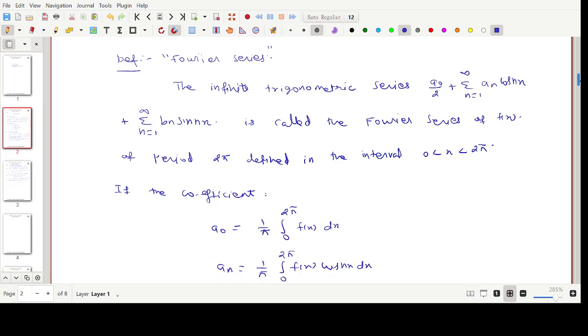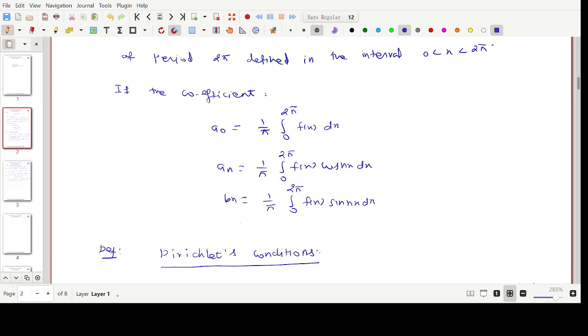So how do we find these coefficient values? By these integral formulas: the constant term a naught is 1 by 2 pi integral 0 to 2 pi f of x dx. The coefficient a n is 1 by pi integral 0 to 2 pi f of x cos nx dx. The coefficient b n is 1 by pi integral 0 to 2 pi f of x sin nx dx. These three formulas are also called Euler formulas.